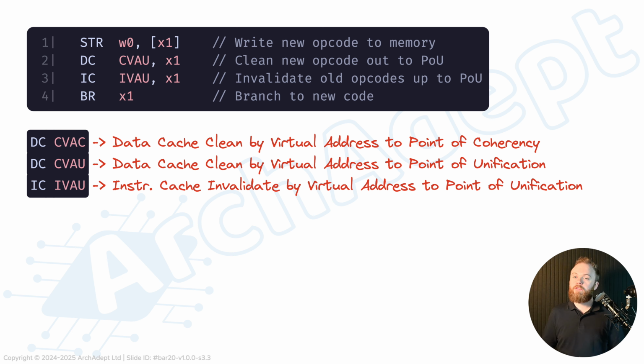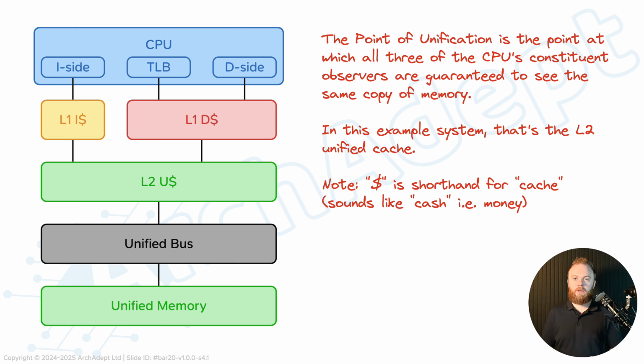You're already familiar by now with the DC CVAC instruction, a data cache clean by virtual address to point of coherency, which means flush this data out far enough into the memory system that even a non-coherent observer can see it. Well, here we have another data cache clean instruction, but you'll note that this time it's a DC CVAU, a data cache clean by virtual address to point of unification. Similarly, we have an IC IVAU. That's an instruction cache invalidate by virtual address to point of unification.